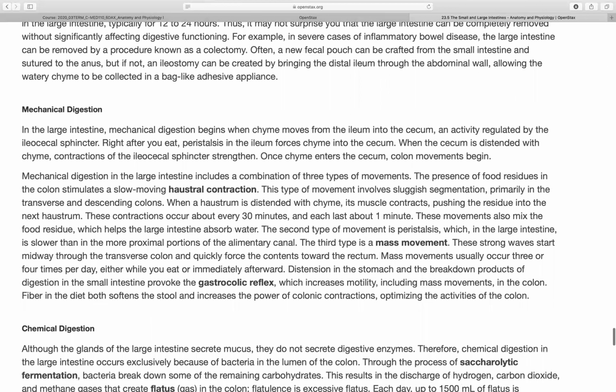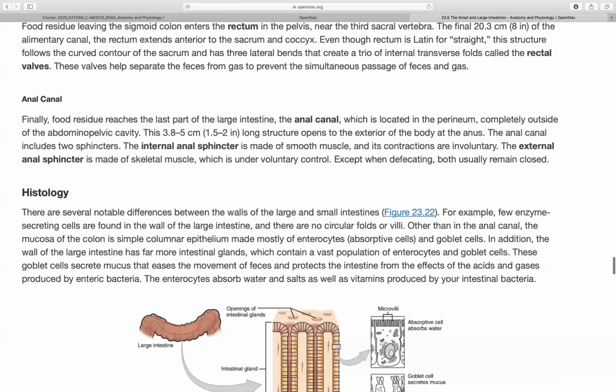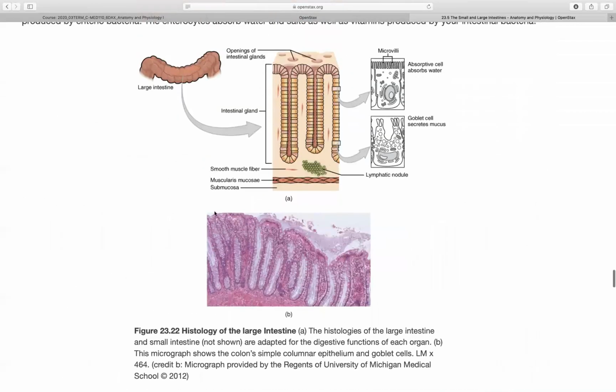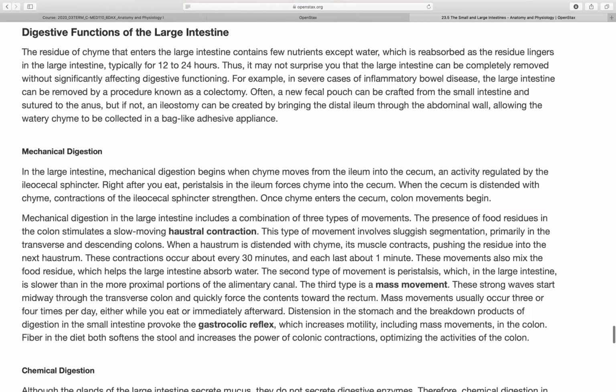Mechanical, oh, if you noticed the large intestine right here, did you notice that it had little pockets? You see how there's like little pockets there? Those pockets are called haustra. And they're the ones that form, that's why your feces looks like the way it forms, right?